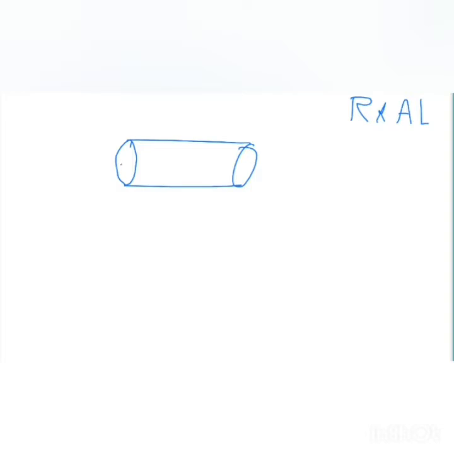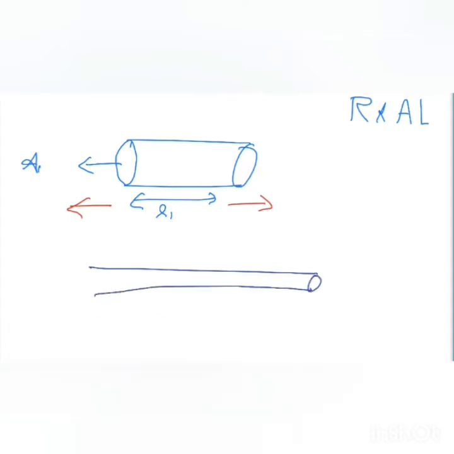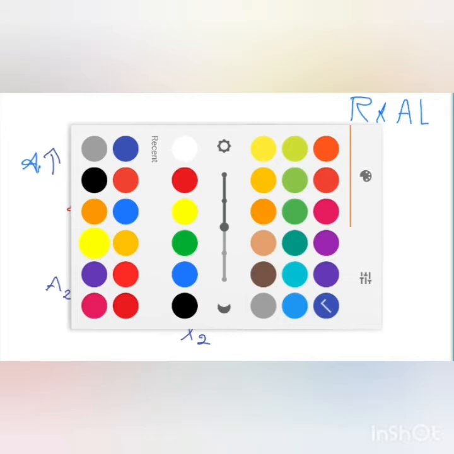Let's consider this tube. Let's consider the cross-sectional area of this tube is A and the length is L1. Now let's pull the tube on both sides. The tube's length will increase. As a result, the area, let's name it A2, will decrease. This has higher area, this has lower area. At the same time, the length L1 has increased and we have got a new length L2.